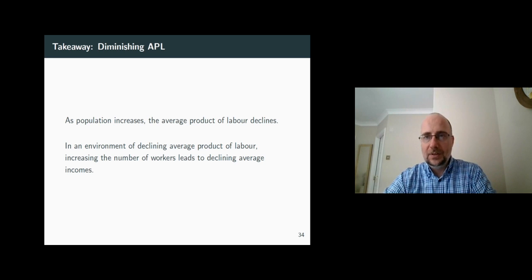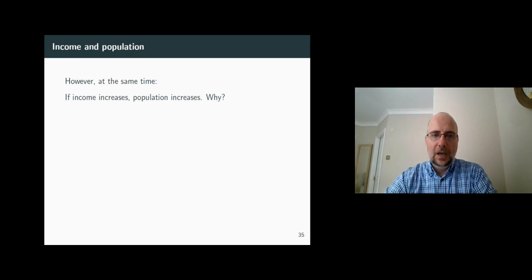There's another relationship we need to consider before we complete the model, the one between income and population. In the model, people have more incentives to have kids when income increases, and less incentive to have kids when income falls. The reason is that as your income rises, you can just sustain more kids.